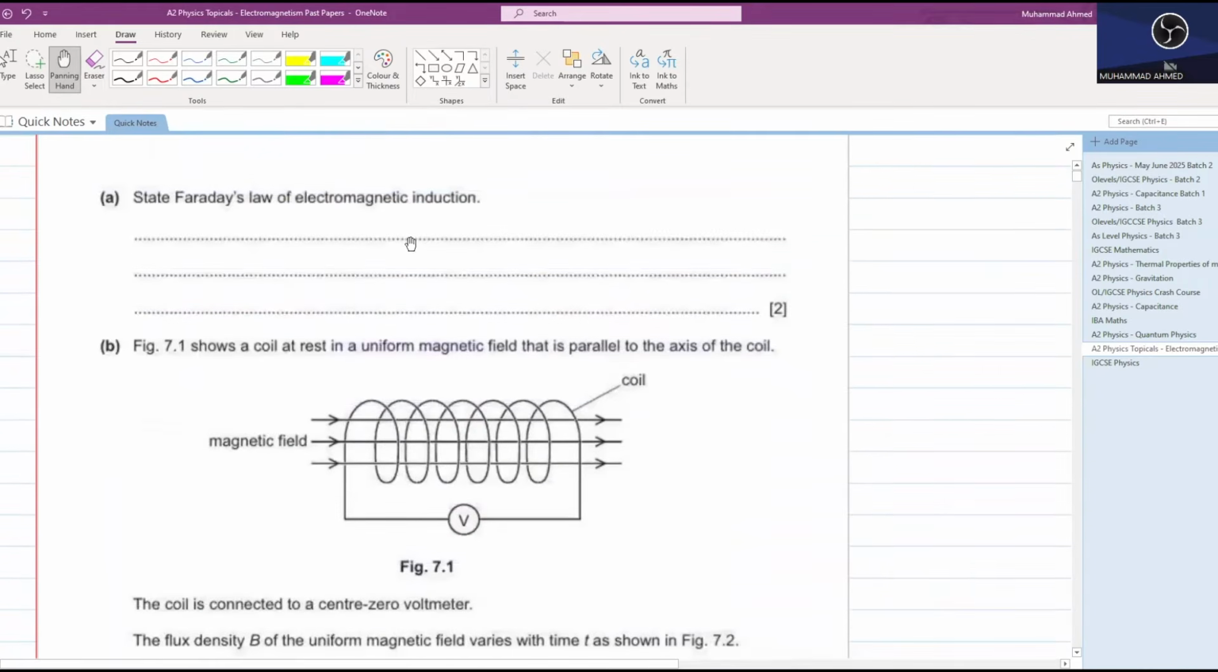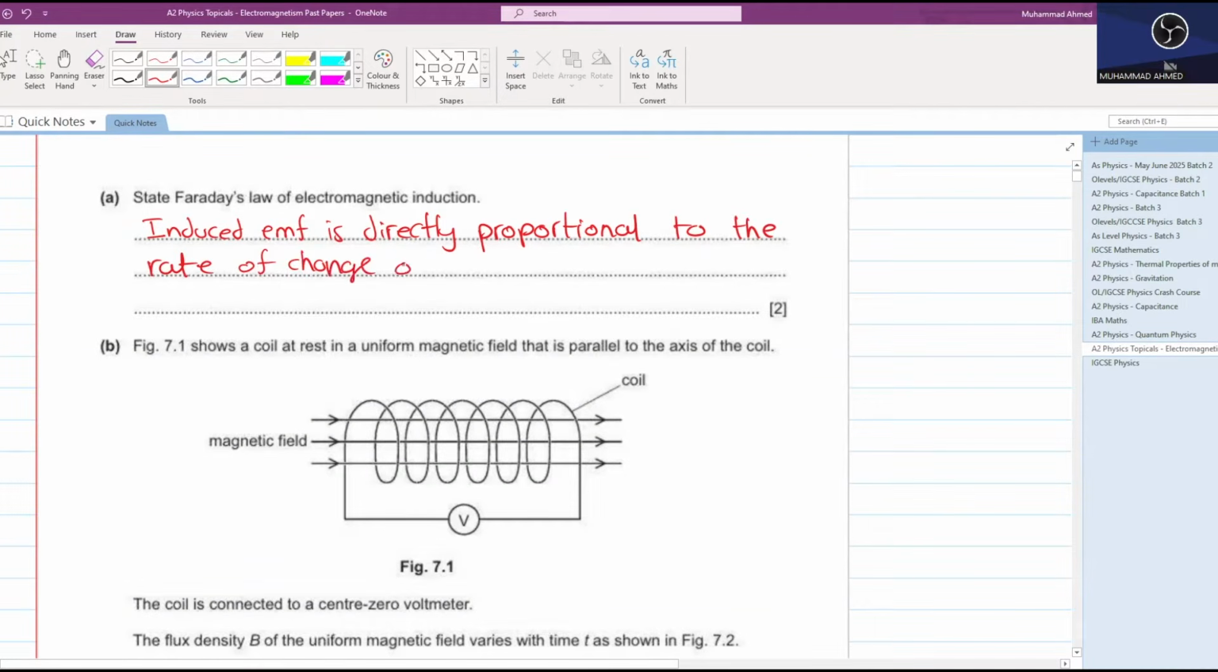What is the first question? State Faraday's law of electromagnetic induction. Yes, what was Faraday's law of electromagnetic induction? Induced EMF is directly proportional to the rate of change of magnetic flux.